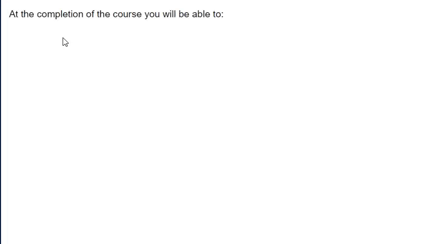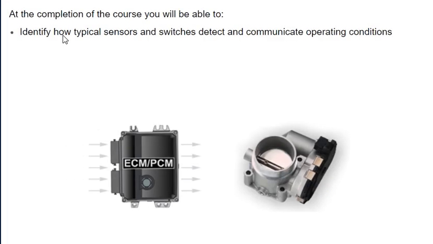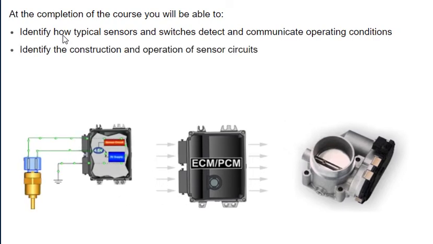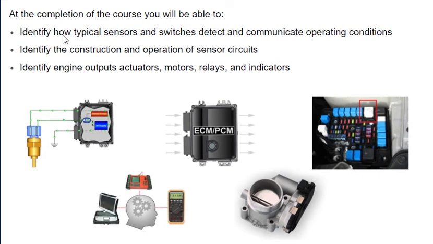At the completion of this course, you will be able to identify how typical sensors and switches detect and communicate operating conditions, identify the construction and operation of sensor circuits, identify engine outputs, actuators, motors, relays, and indicators, and identify how to troubleshoot sensor circuits.